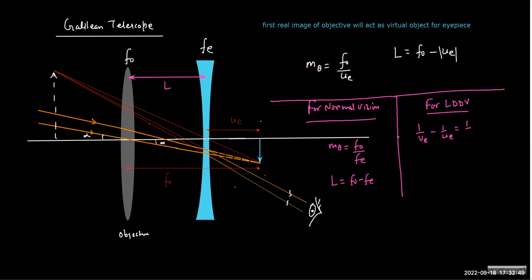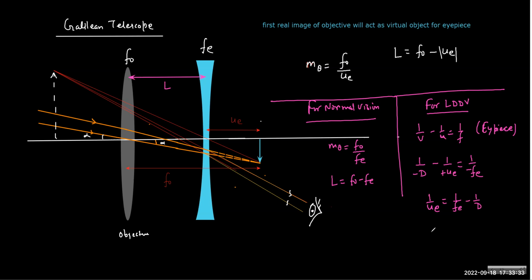Okay, let me add the formula first: 1 by v minus 1 by u equals 1 by f. Do it for the eyepiece. What is the V for the concave lens? Minus D. What is the U for the concave lens? Plus UE. What is the focal length of the concave lens? For concave, we are at minus in value. So what you will get here is 1 by UE turns out to be 1 by FE minus 1 by D. It is a minus sign.